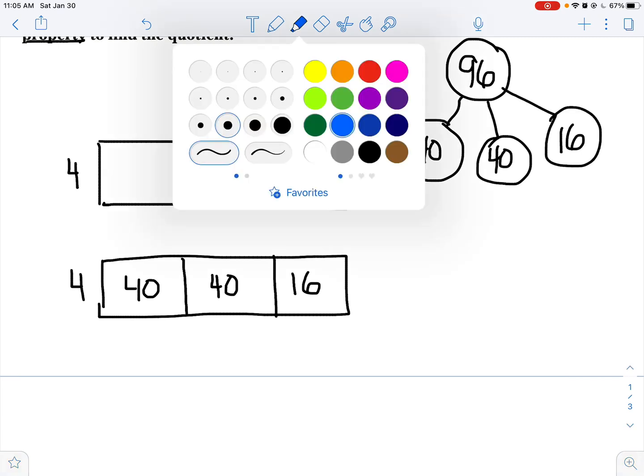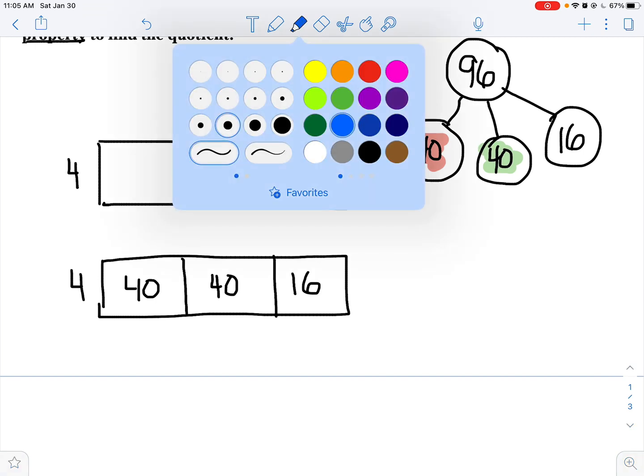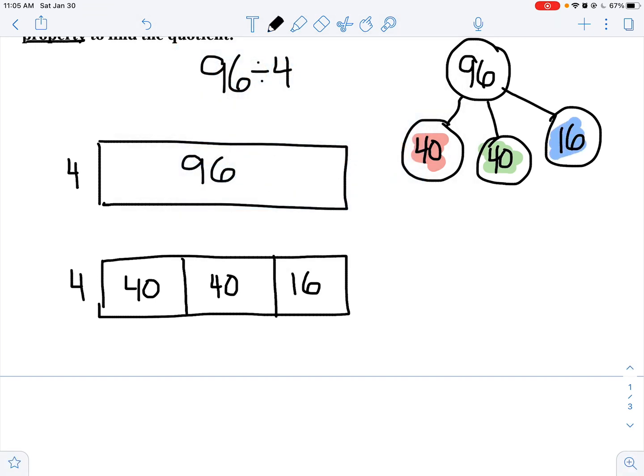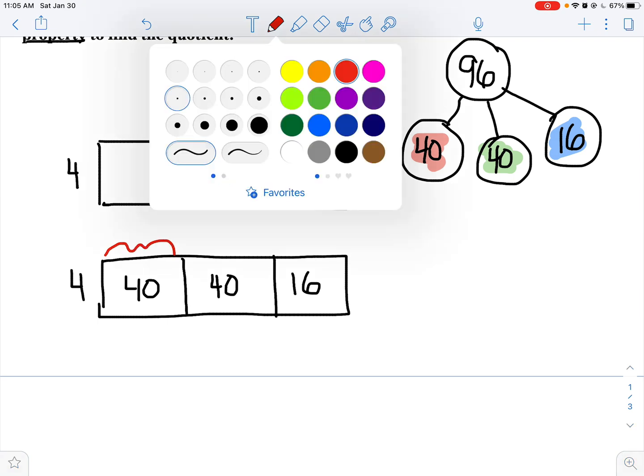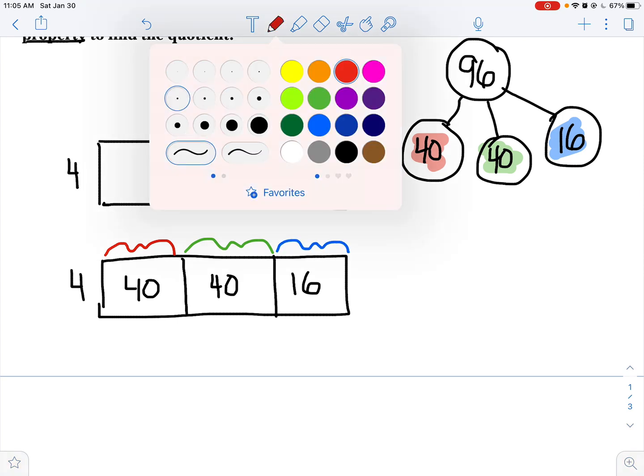Okay, we'll do this one in red, and we'll do this one in green, and we'll do this one in blue. Okay, so now we're looking for this short length, this short length, and this short length. So we're going to start with our red.